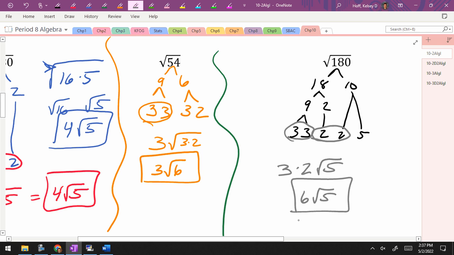Wait, because I did 60 and 3. When you do that, okay. Keep breaking it down though. You should end up with 2 3's, 2 2's, and a 5 on the very bottom row.